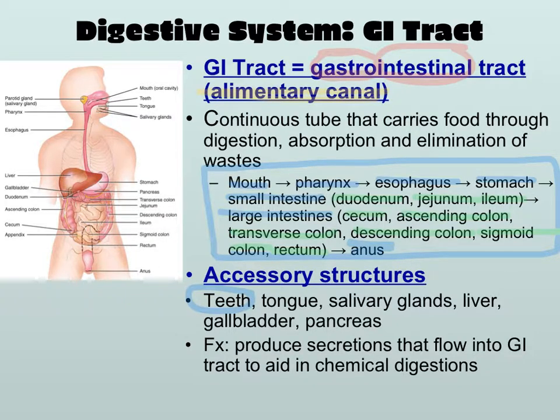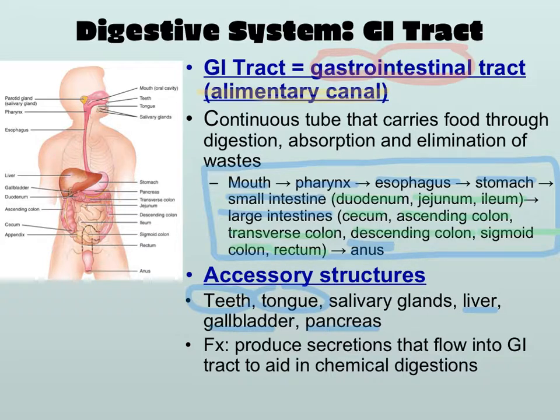Same thing with our tongue. Our tongue doesn't actually absorb food molecules, but it helps move the food around our mouth so that we can properly chew it. And even the liver, gallbladder, and pancreas are a part of the digestive system, but they contribute products to digestion rather than the food actually passing through the liver or the gallbladder or the pancreas on its way to the intestines.